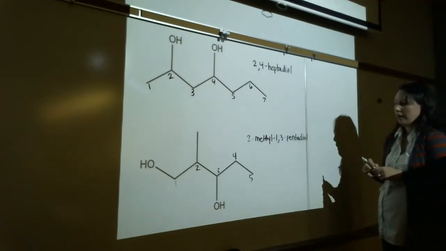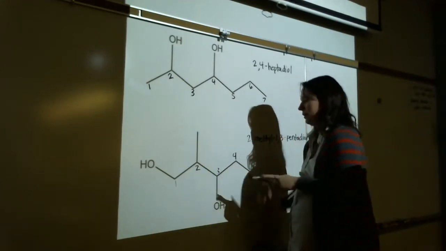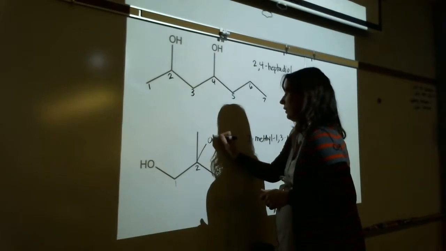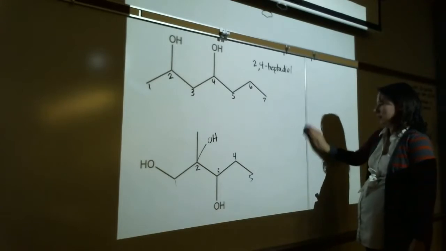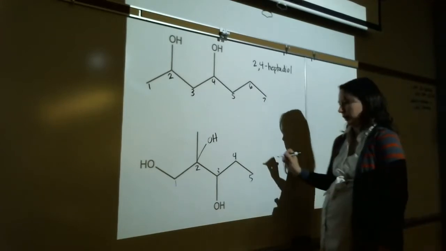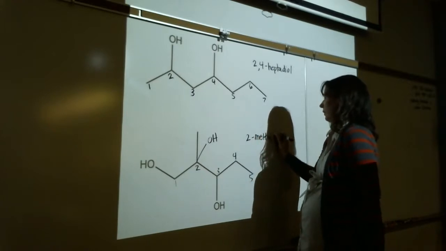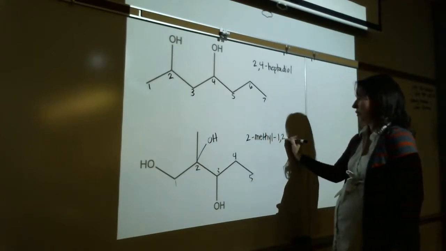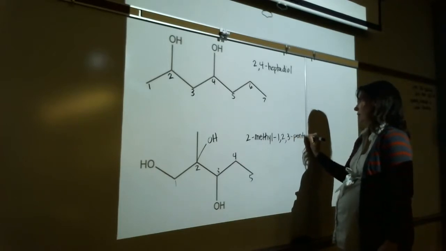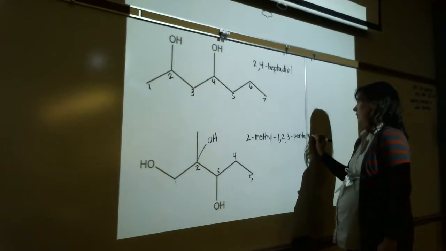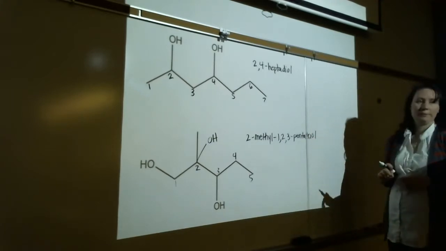Good. And just for fun, so I don't have to make up another problem, let's pretend that there was another OH right here. What would the name be now? It'd still be 2-methyl, and then 1, 2, 3. Triol. Pentanetriol. Tri if there are 3.